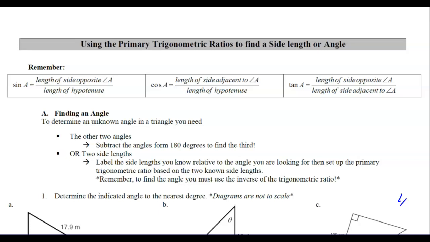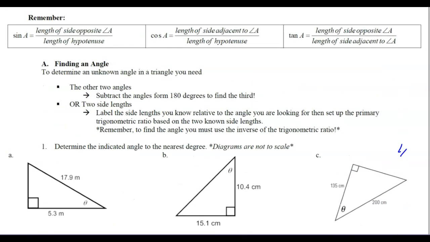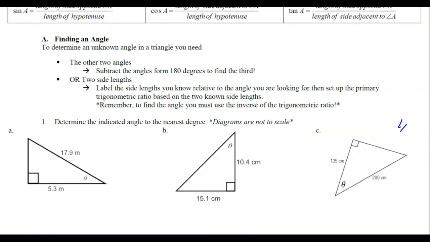If we don't know two angles, then the other situation is if we know two sides, because we've learned trig now. So it says label the sides you know relative to the angle you are looking for, then set up the primary trig ratio based on the two known sides. Remember, to find the angle, you must use the inverse of the trig ratio. So your second key or shift key on your calculator.